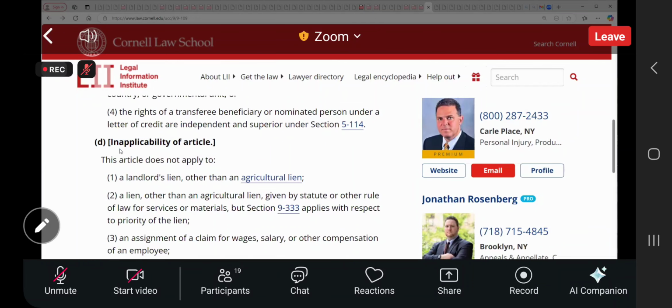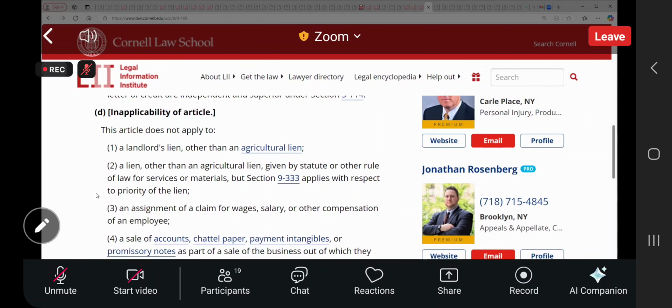Now look at this: D, applicability of the article. This article does not apply to a landlord's lien. So if you're doing a landlord lien, Article 9 does not apply to it, other than if you do it as an agricultural lien. So when you file a lien on your landlord, you should put AG, an agricultural lien, because it says, 1, a landlord lien, other than an agricultural lien.